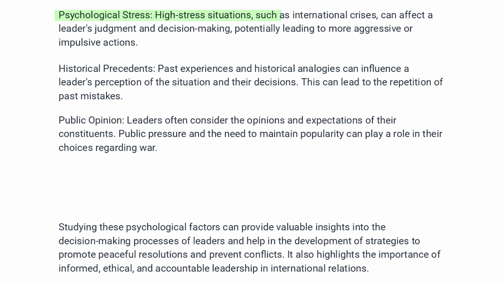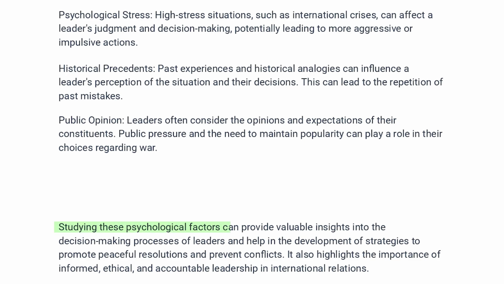Psychological stress. High-stress situations, such as international crises, can affect a leader's judgment and decision-making, potentially leading to more aggressive or impulsive actions. Historical precedents, past experiences, and historical analogies can influence a leader's perception of the situation and their decisions. This can lead to the repetition of past mistakes. Public opinion. Leaders often consider the opinions and expectations of their constituents. Public pressure and the need to maintain popularity can play a role in their choices regarding war.